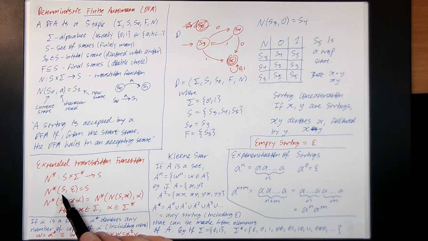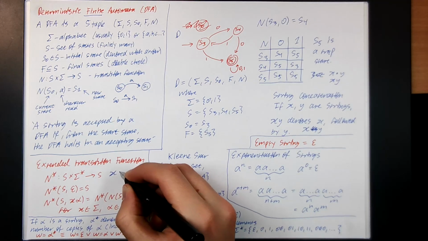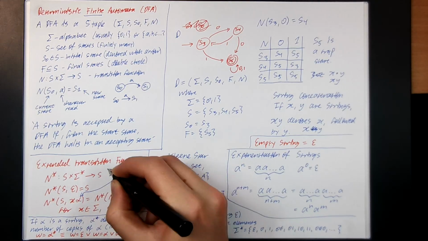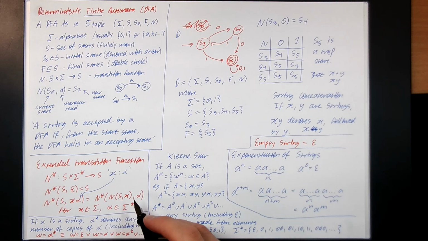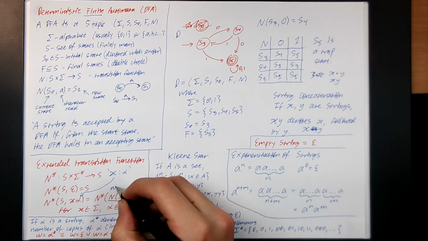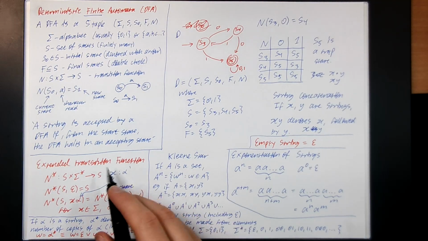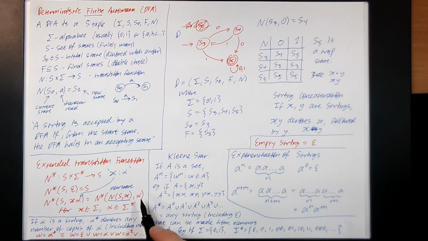So if I'm in the state S and I read the empty string epsilon, I go nowhere because there's no string to consume. And if I'm in some state S and I've got some string to read that starts with an x, so x is a character, and is followed by an alpha, where alpha is a string. So this notation here you can sort of think as x cons alpha. That's what you should think in your head. Well, where do I go when I read x cons alpha? Well, I see where x takes me by just evaluating the transition function. This thing here is going to be a new state. And then I call the extended transition function again on what's left over. So the extended transition function is a recursive definition.